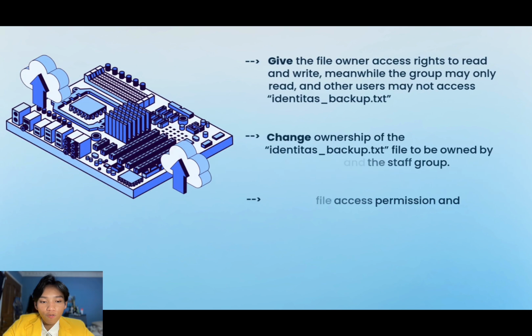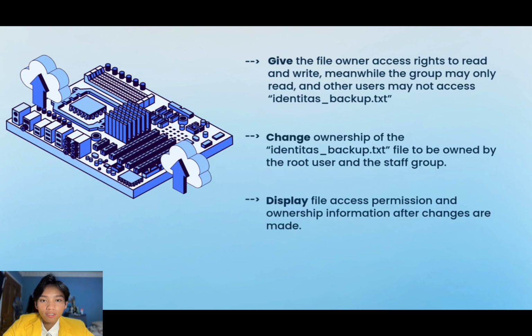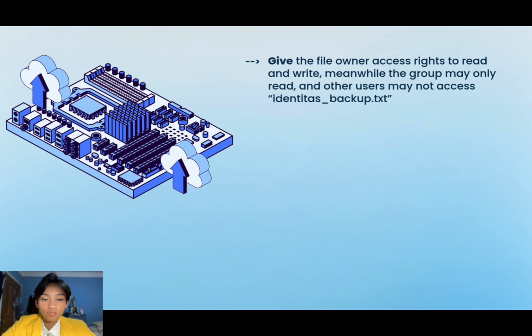Now, let's move on to the next topic, which is access permission setting. In this, we have three tasks assigned to us. First is to give the file owner access right to read and write, while the group may only read and other users may not access. The second task is to change the ownership. And the third is to display file access permission and ownership.